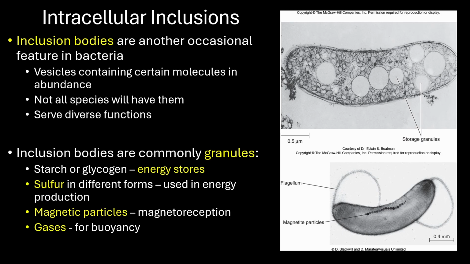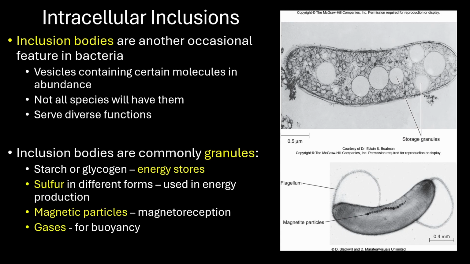Some species can store sulfur in different forms, which can be used for energy production, again, for specific species that can use it. Sometimes species can store magnetic particles, which they use for magnetoreception. It's basically like they can detect the poles of the Earth and orient themselves in specific ways. And then in other cases, these inclusion bodies can be gaseous. So they can contain stored gases they can use to maintain buoyancy. So they can float or sink depending on how much gas they have.